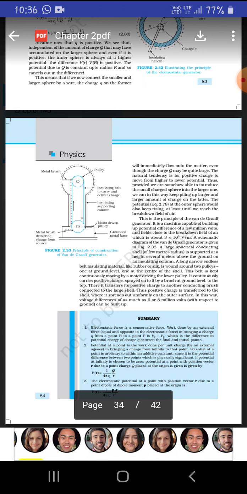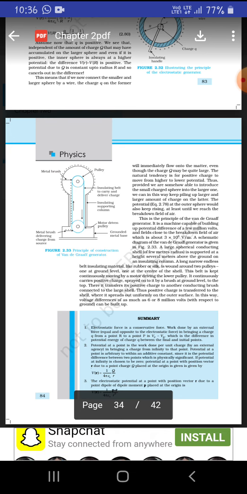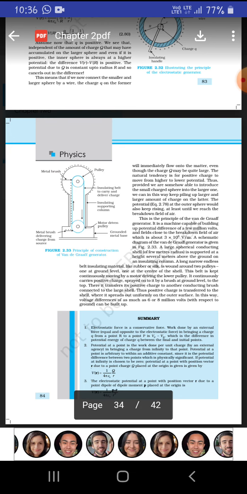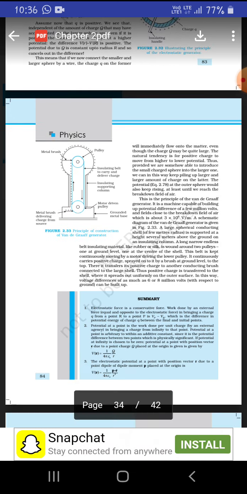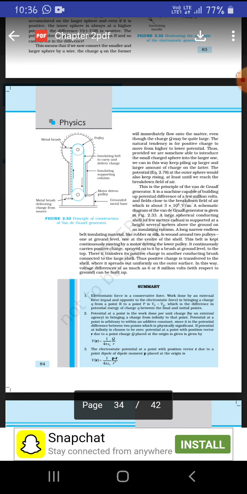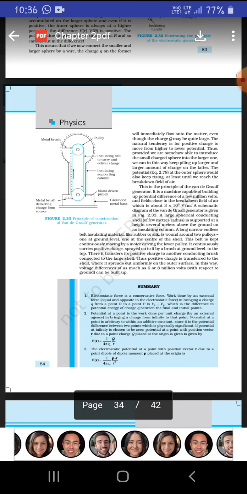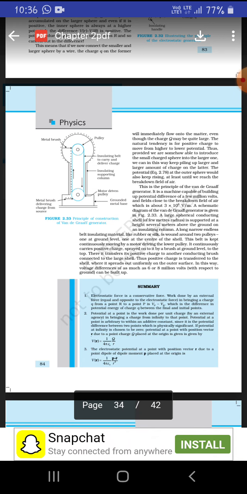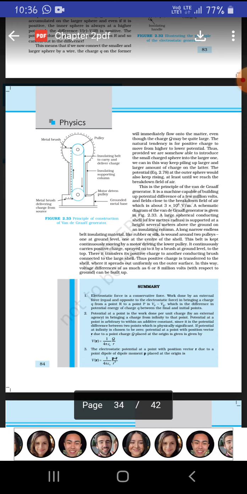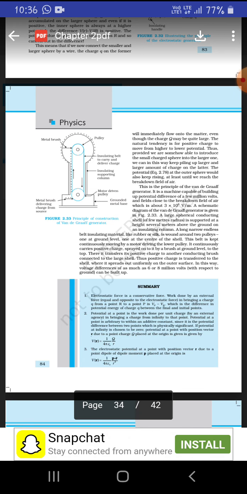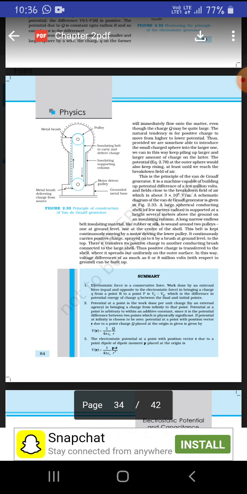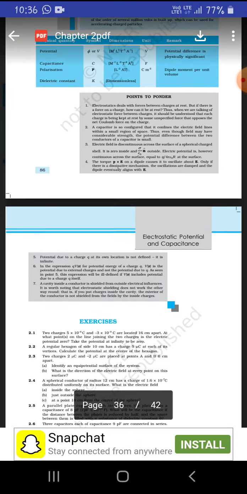Here a metal brush is there, and an insulating belt that carries and delivers charges, which helps the charges to move. The motor is there at the ground, which helps charges to be pulled up and down, and by that a current may be produced. Also here you can see the breakdown field of air, which is about 3 times 10 to the power 6 V/m.